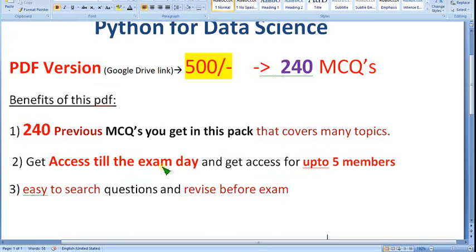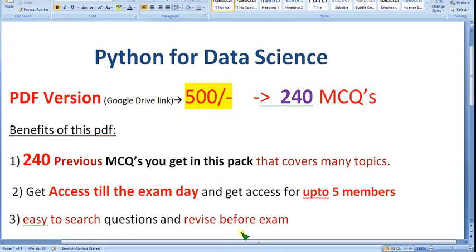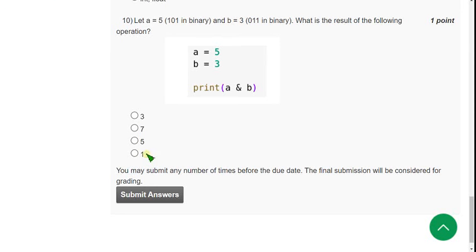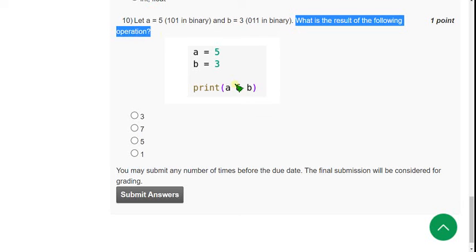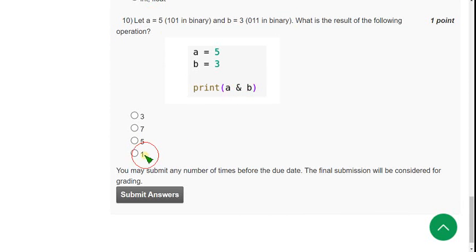So now let's see the final solution, guys. So final one, let a equal 5, that means in binary form you can represent 1 0 1, and similarly b equals 3. What is the result of the following operation? So they performed the AND operation, right? For the 10th question, the answer I have got is the fourth option, 1.